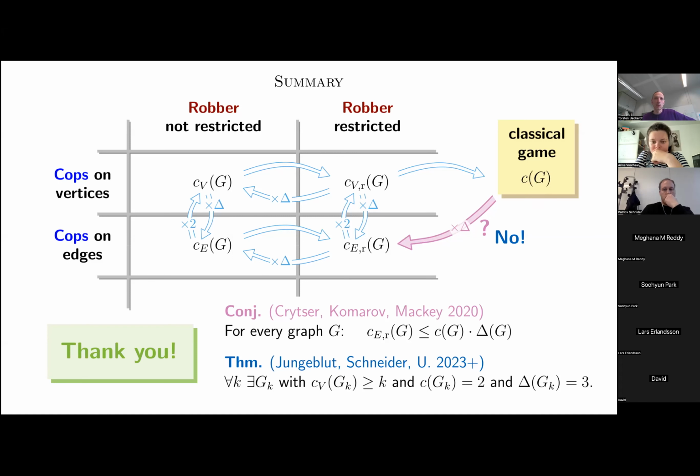We constructed a family of examples showing that the classical game can be really easy, while the surrounding variant can be really hard. That's it for me. Thanks for your attention, and I'm happy to answer any questions.